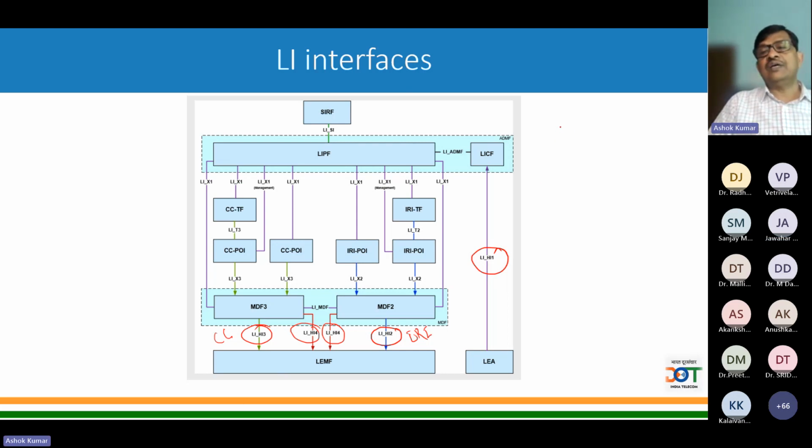Now we talked about the X1 interface. X1, I said, is for provisioning. So it will be from LIPF. So just see from LIPF to MDF, from LIPF to triggering function, LIPF again to POI. So these are all X1 interfaces for provisioning purpose, and in some cases management purpose, because triggered POIs are only managed, not provisioned. X2 interface, we understood that when a POI gives the call content or IRI. So this is the X2 when IRI is given to MDF2, and this is the X3 when CC is given to MDF3. So these are all interfaces of the lawful interception architecture.